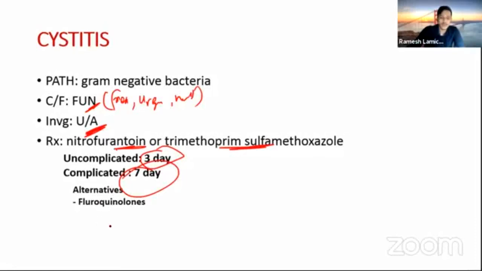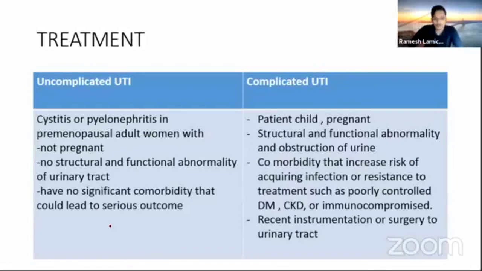So what is complicated and what is uncomplicated? Uncomplicated means a premenopausal woman who is not pregnant, who doesn't have structural or functional abnormality, and who has no significant comorbidity like diabetes mellitus. That patient we count as uncomplicated UTI. Complicated: first, all males are complicated. So if the patient is male, this is a complicated case. Another is a pregnant woman, or a woman who has structural or functional abnormalities or comorbidities. This will be counted as a complicated UTI.